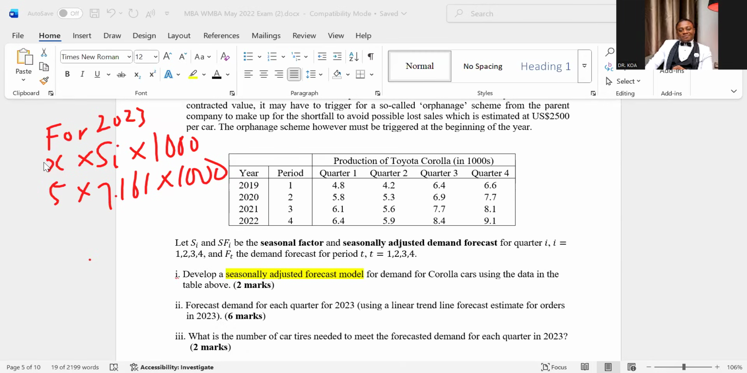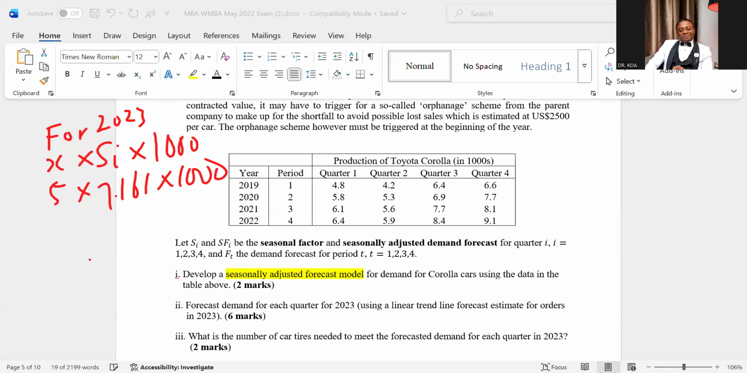Tell me, because the question says, what is the number of car ties needed to meet the forecasted demand for each quarter? So for each quarter, how many ties do we need? For the first quarter, how many ties do we need? 35,805 for the first quarter. 35,805 ties. Did you all get that?